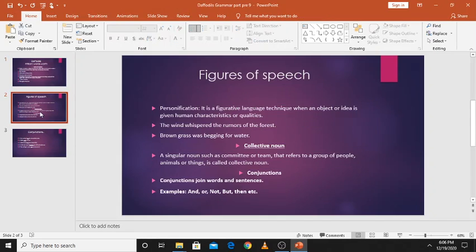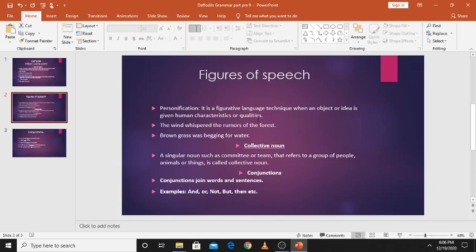Okay, so next we have personification. What is personification? I'm going to give you a very simple definition. Whenever we give human qualities to non-living things, to inanimate objects, that is called personification. It is a figurative language technique in which an object or idea is given human characteristics or qualities.